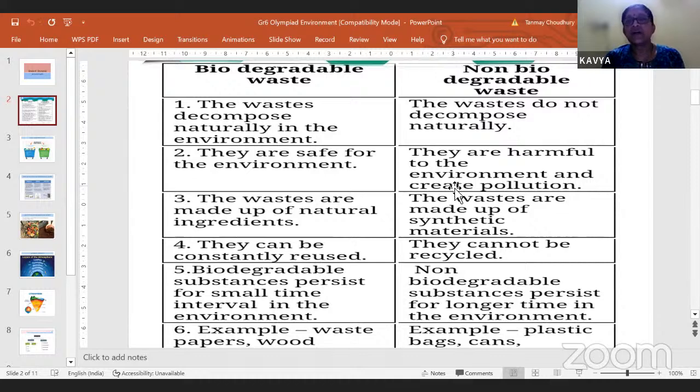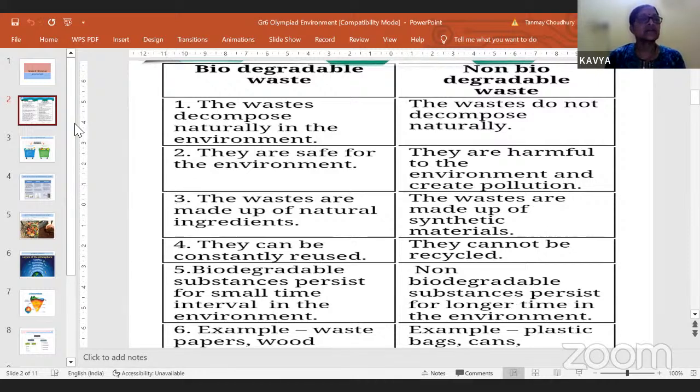So what are the biodegradable wastes? Biodegradable waste can be paper, wood, dry leaves, kitchen waste. They're all degradable. They can be degraded. So they are known as biodegradable waste. The non-biodegradable wastes are synthetic material. They are plastic bottles, plastic, polythene, tin cans, metals, and all that. Those are the non-biodegradable wastes.